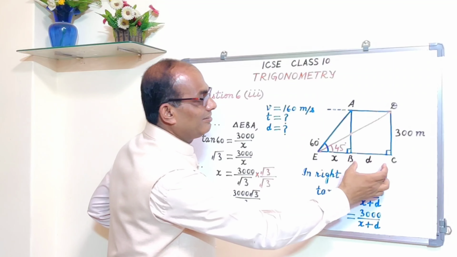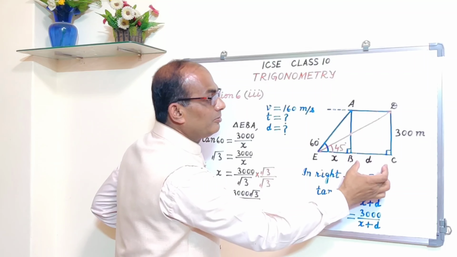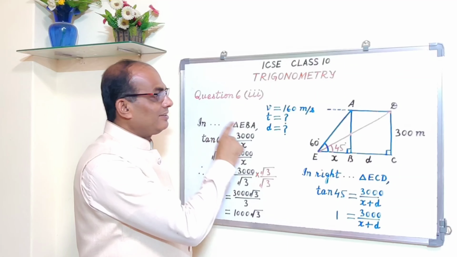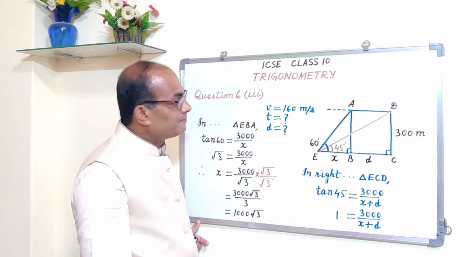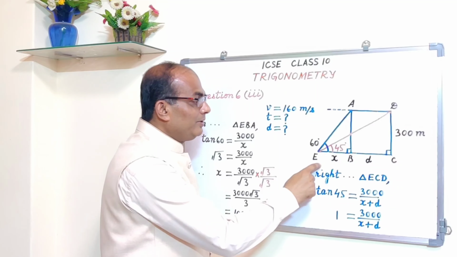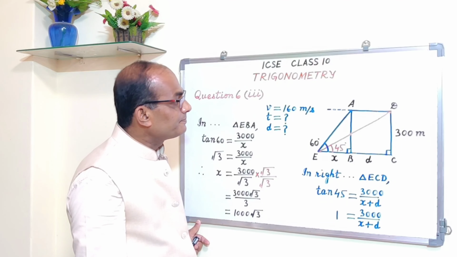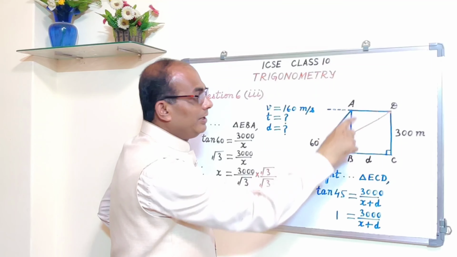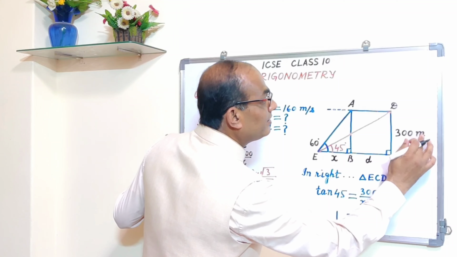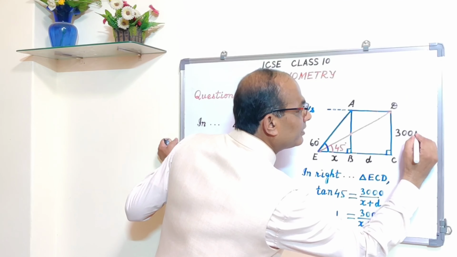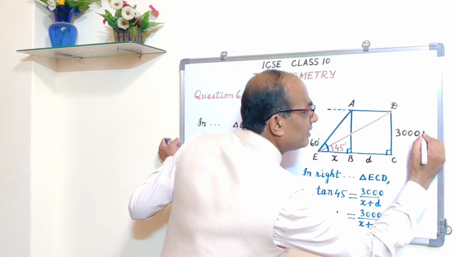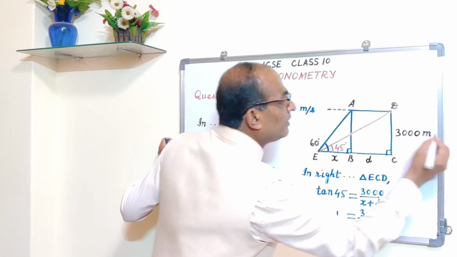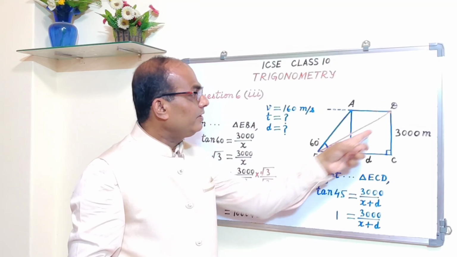First of all, we have to find out this AD, means BC, and that we are supposing as d. You can write down, let BC be equal to d meters, let EB be equal to x meters. And the height of the aeroplane from the ground is 3000, it's not 300, it is 3000 meters. So if this is 3000, this is also 3000. AB is 3000, fine.